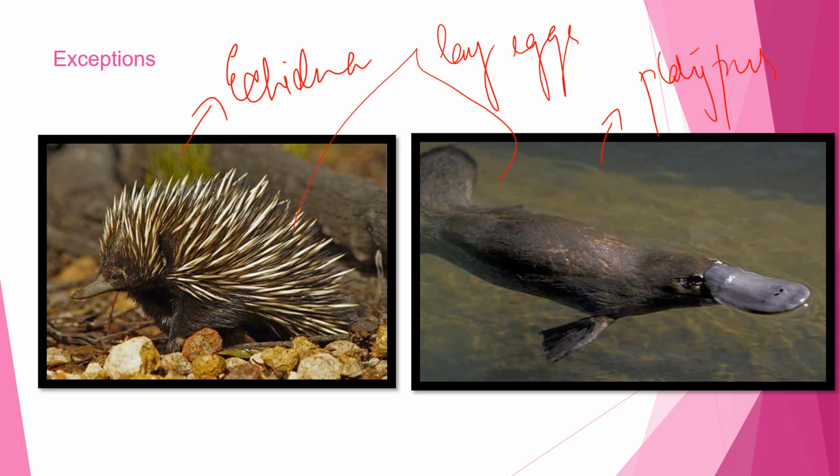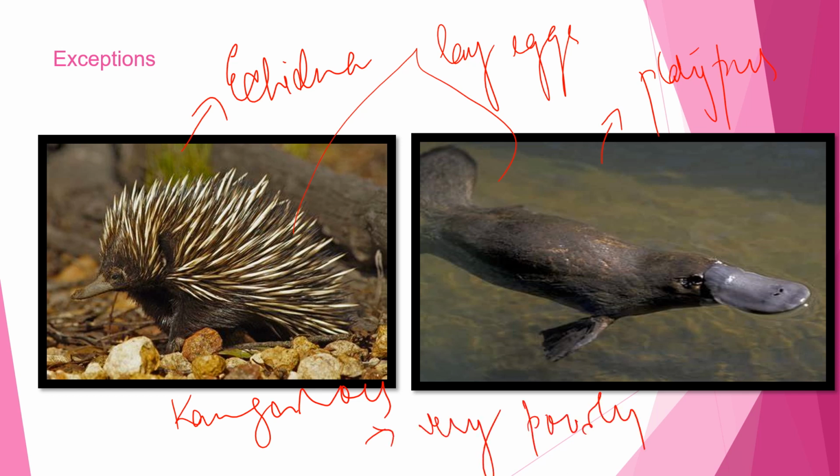And another exception is kangaroos, they give birth to very poorly developed young ones. So kangaroos are giving birth to very poorly developed young ones. So these are the exceptions.